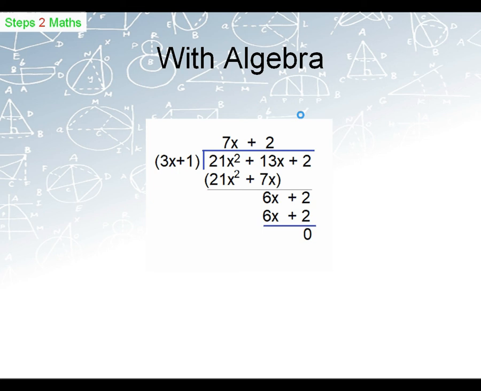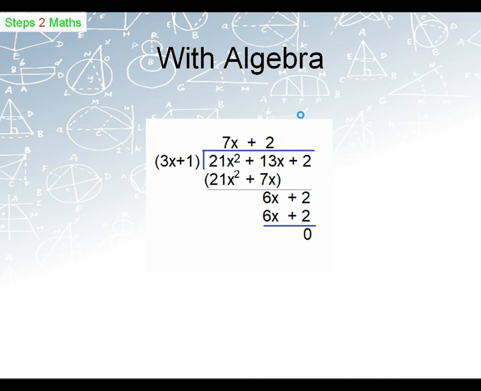Then exactly the same as in long division with numbers, we multiply the 7x by that entire expression, 3x plus 1. So we're taking the 7x, which was our answer from the division, and multiplying it by our divisor, 3x plus 1, to get 21x squared plus 7x. Okay, and we're going to subtract that from the line above to find our remainder 6x. So we're doing exactly the same thing. We're asking, how many times does our divisor go in to the first part? We're multiplying out and subtracting to find our remainder.